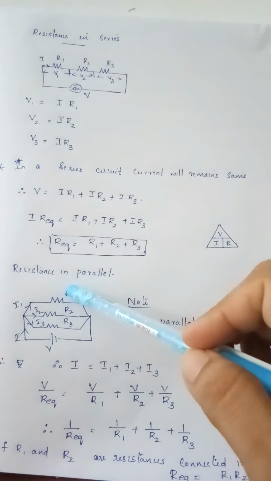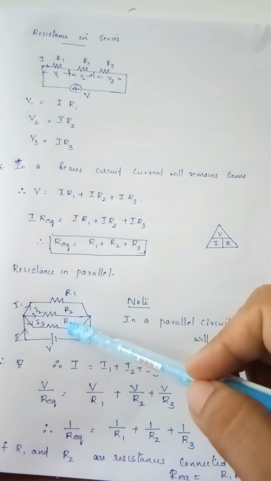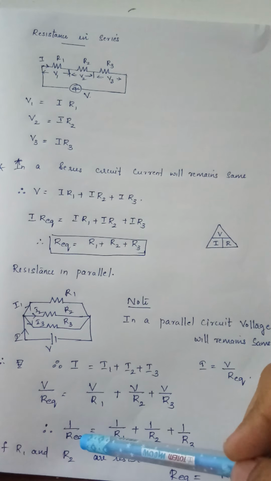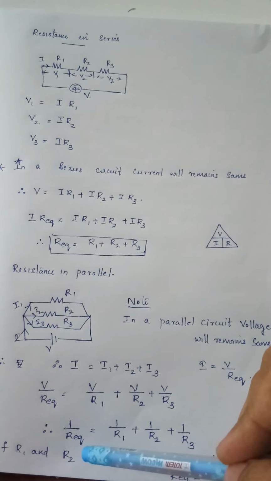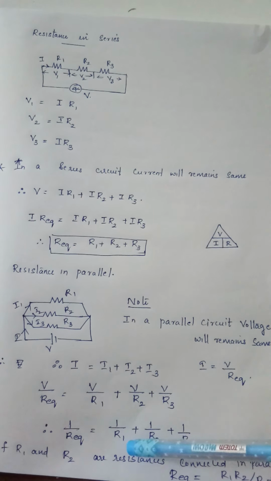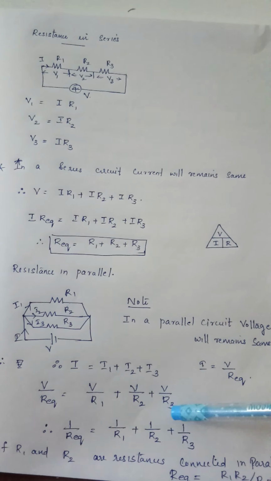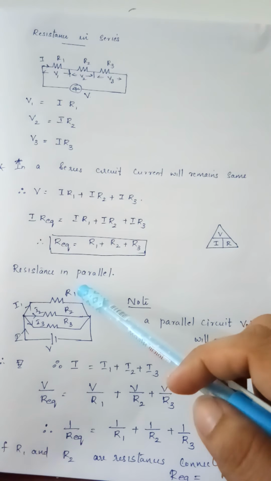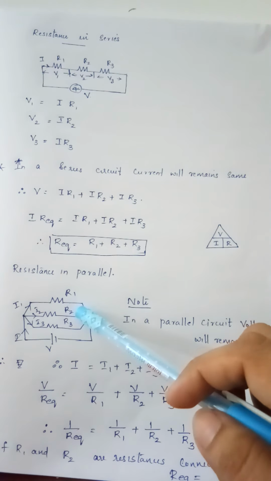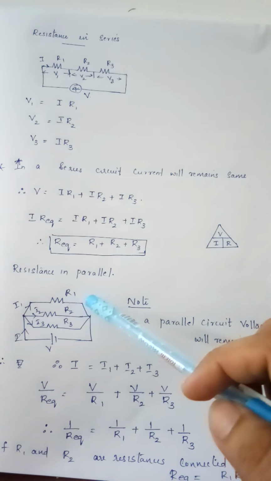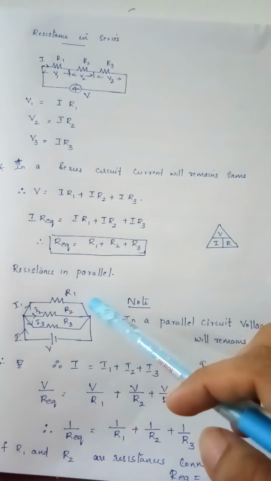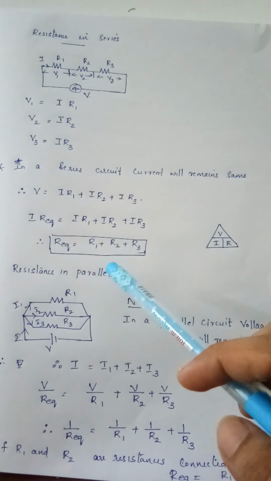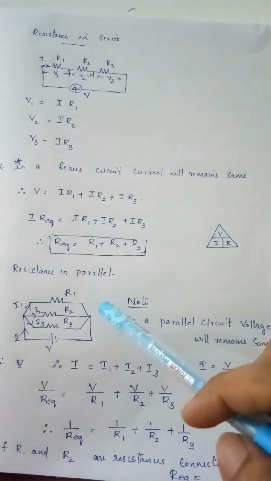So if we have three resistances which are connected in parallel, how can we calculate the equivalent resistance? 1 by R equivalent equals 1 by R1 plus 1 by R2 plus 1 by R3. So if we have two resistances R1 and R2 connected in parallel, then we can write the formula in such a way that R equivalent equals R1 R2 divided by R1 plus R2.